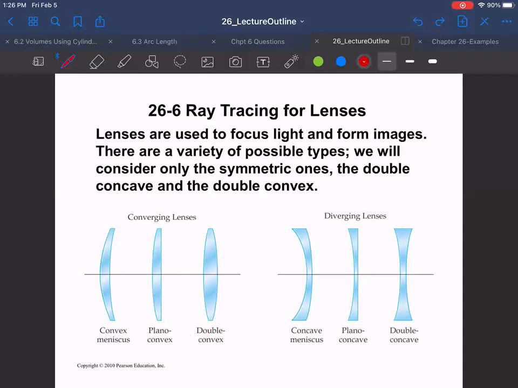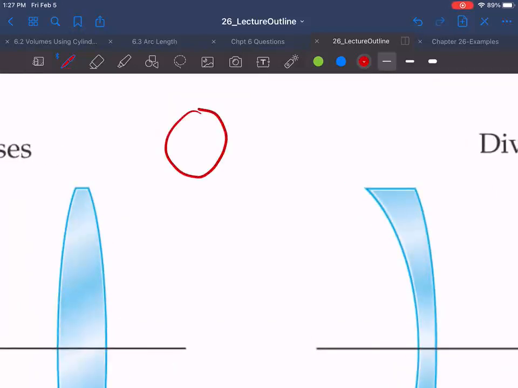Whether you're nearsighted or farsighted will determine whether the glasses you get are converging or diverging. If you are nearsighted, that means your eye focuses the light before it reaches the back of your eye. So if this is your eyeball and the light rays come in, they actually focus before they reach the back of your eye, like here, which means that you get a blurry image on the back of your eye.